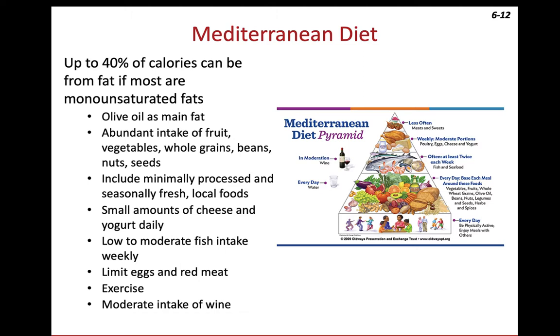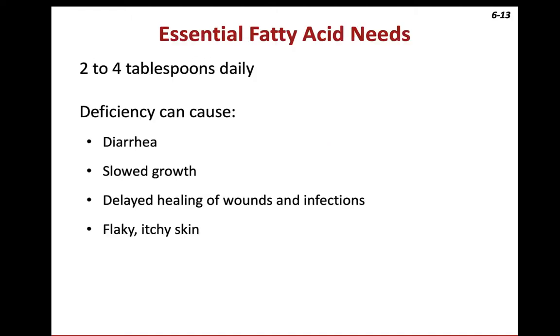There's basically no limit on the amount of fruit, vegetables, whole grains, beans, nuts, and seeds, trying to minimize processed foods, small amounts of cheese and yogurt daily, low to moderate intake of fish weekly, and also limiting eggs and red meat as much as possible, and also making sure that you're including exercise and, once again, that moderate intake of wine, and it would be a red wine that's recommended here.